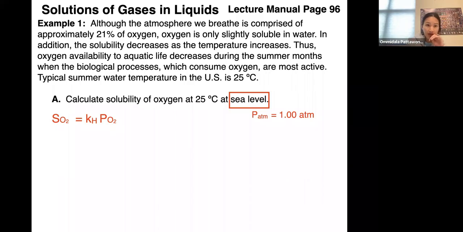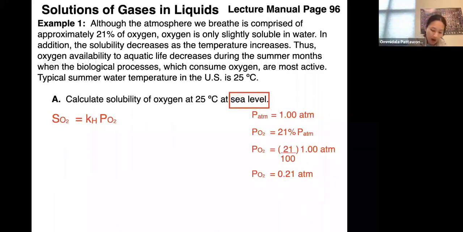So if you think about this, we have 21% oxygen. What does it mean? It means that 21% of oxygen is going to contribute to this 1 atm. So to find the partial pressure of oxygen, it's going to be 21% of the total pressure, which is the atmospheric pressure. You convert that 21% into a fraction and multiply by the atmospheric pressure, and you get 0.21 atm. So in 1 atm of atmospheric pressure, it contains 0.21 atm of just oxygen. That's what it means.